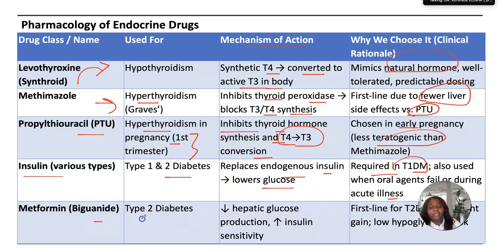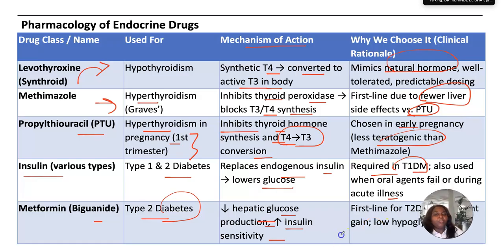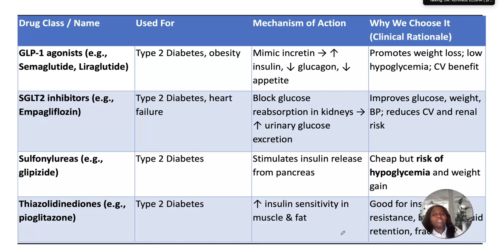Metformin, a biguanide, is used for type 2 diabetes. It decreases hepatic glucose production and increases insulin sensitivity. What is the first line for type 2 diabetes? It is the first line. Metformin is good for first line for type 2 diabetes mellitus. And of course, you don't gain weight while on it. And of course, you don't drop your blood sugar too fast, just like with insulin, where you can drop your blood sugar way too fast.